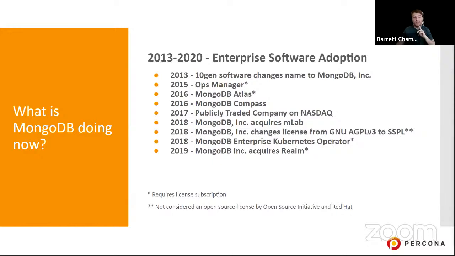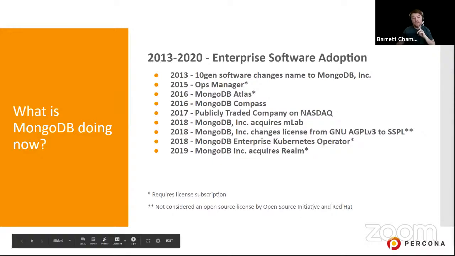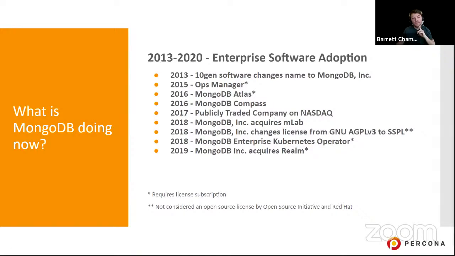The SSPL was rejected by the Open Source Initiative as an open source license, and Red Hat also does not recognize it as an open source license. So technically, you can use the code for free, but it's not officially recognized as open source.